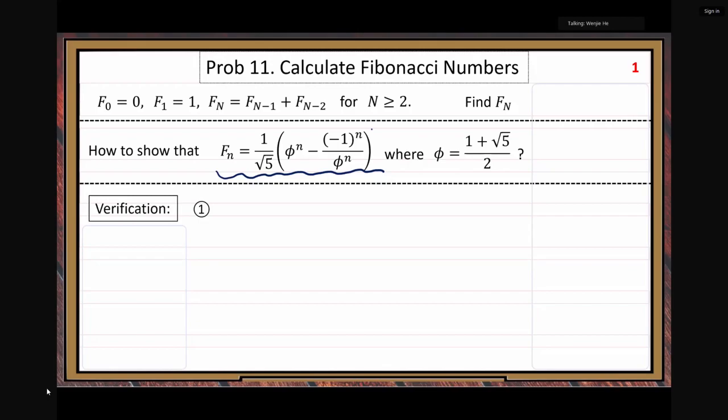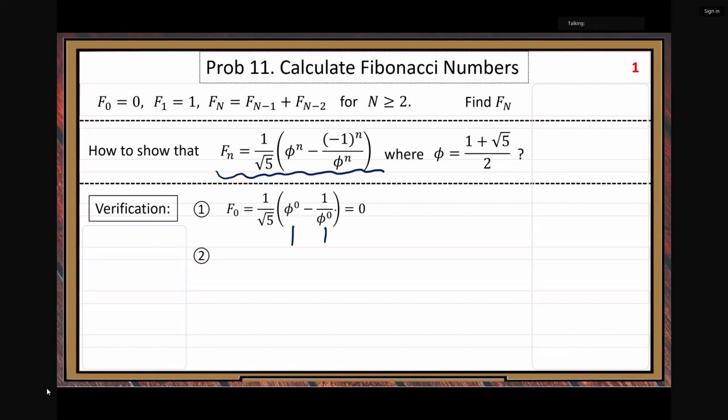All right. Let's do the first step, verification. When n equals 0, F0, you plug in, so phi to the 0 is 1. 1 minus 1 is 0. Then multiply 1 over root 5, also 0. So the first step verification, very easy.